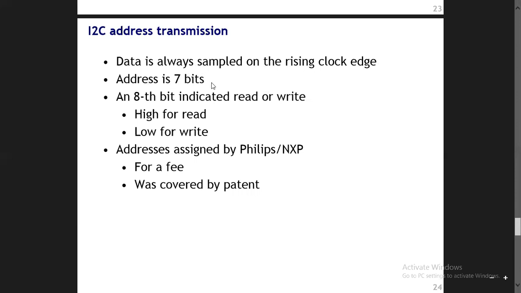Address is 7 bits, means the address will be 7 bits, and an 8th bit indicates read or write, means after the 7 bits the 8th bit will tell whether the operation will be a read or write operation. And again remember this will be with respect to the master. So whether the master has to read or write, it depends. So this 8th bit will basically identify the operation, either read or write, after the 7 bits of address.